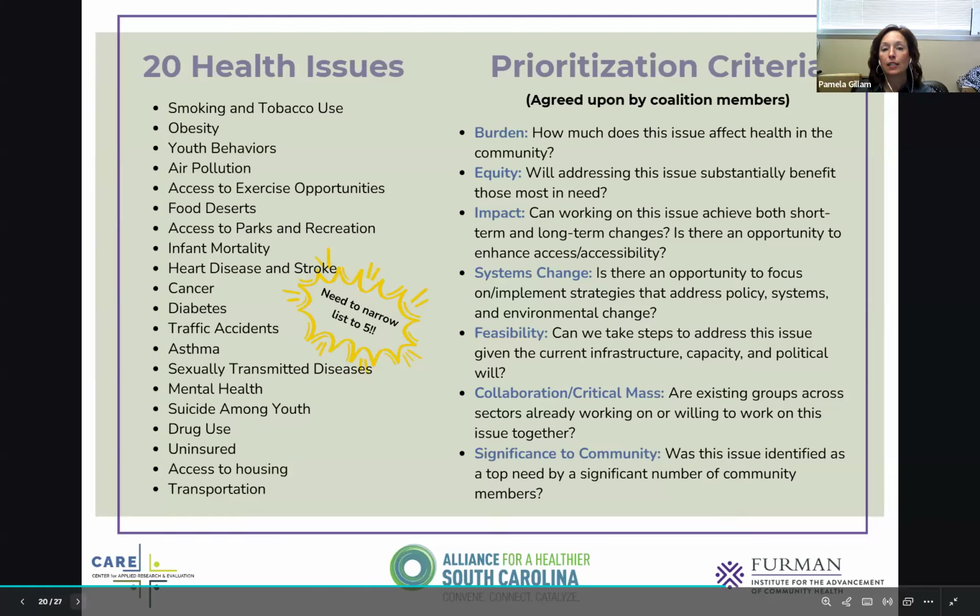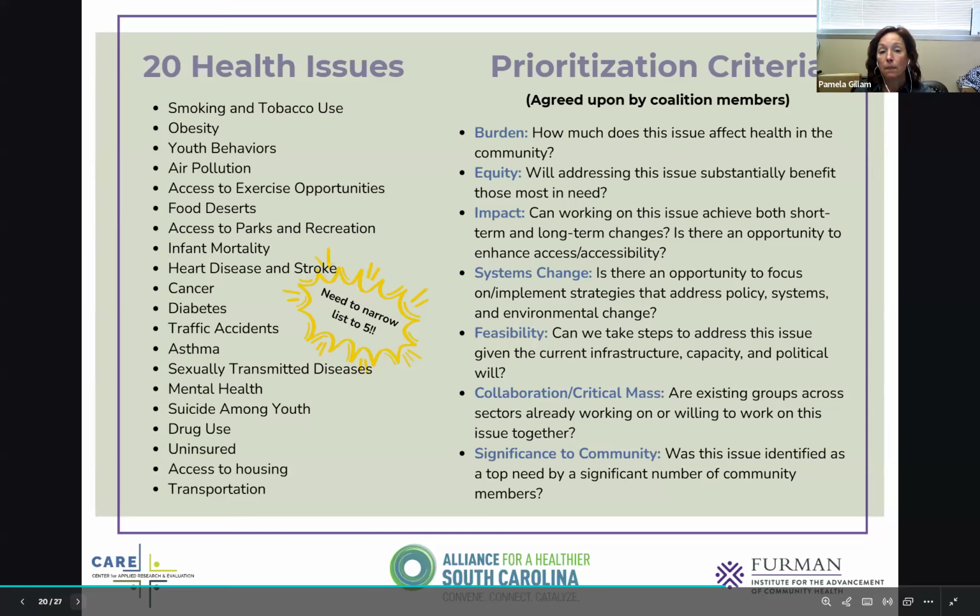Burden. How much does this issue affect health in the community? Equity. Will addressing this issue substantially benefit those most in need? Impact. Can working on this issue achieve both short-term and long-term changes? Is there an opportunity to enhance access and accessibility?